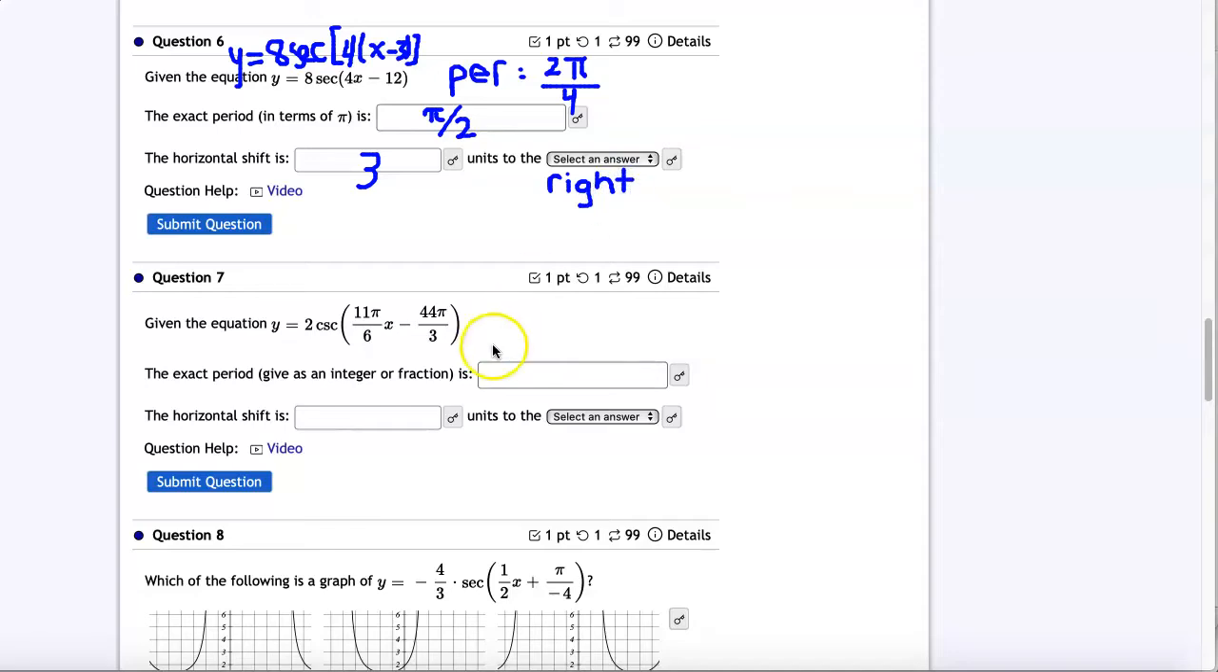Pretty simple. Over here, again, we have a b value, and we're going to have the same steps. We're going to take the default period of 2 pi and divide it by the b value, which in this case is 11 pi over 6. The pi's will cancel, and then since we're dividing by a fraction, that's the same as multiplying by the reciprocal, so that would give us 12 over 11.